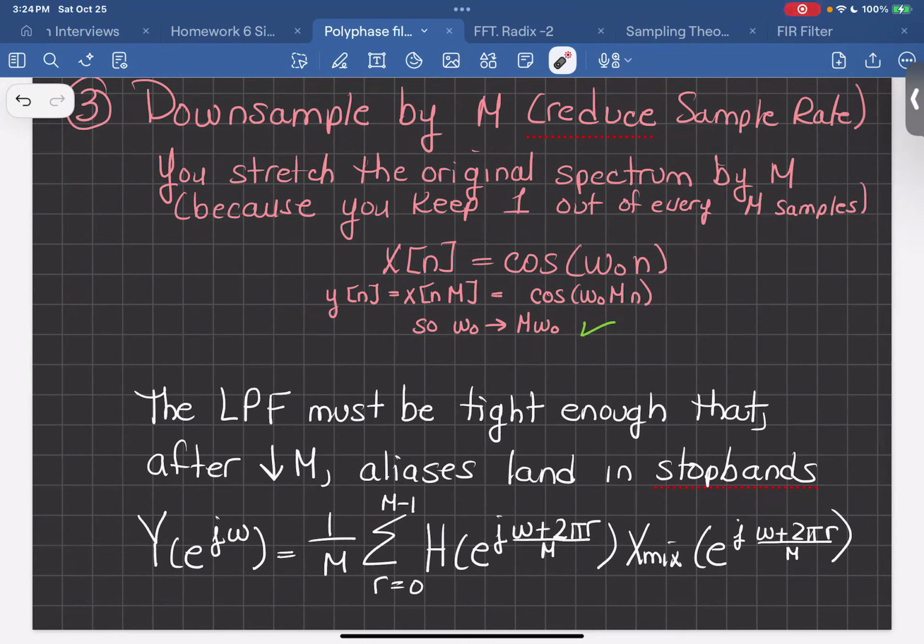Now I think we have a better idea of what is going on with each component of our single digital down converter. Now we understand what the mixing is doing. We understand what the low pass filter is doing, and now we know what the downsampling is doing in terms of equations. So now let's put two of these.